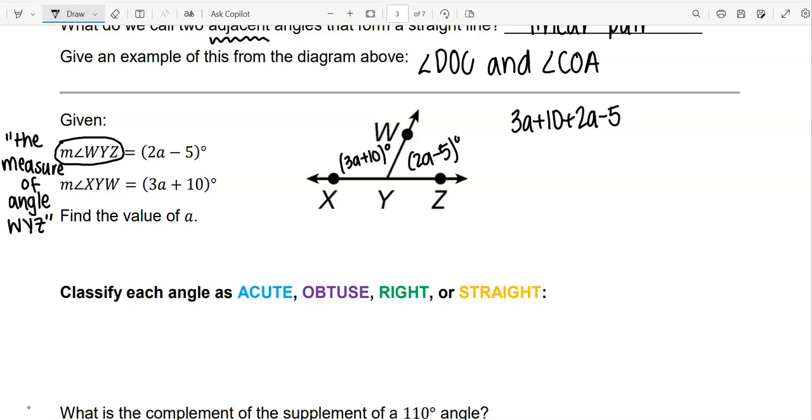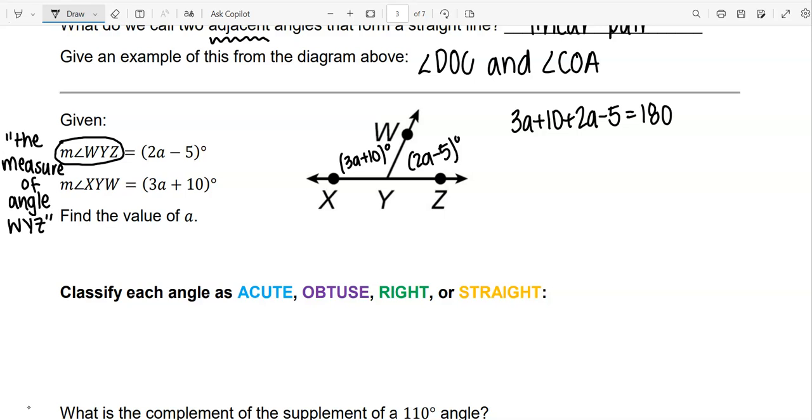So 3A plus 10 plus 2A minus 5 is equal to 180. I told you last week geometry is all about putting your picture together to make an algebra equation, and then it's just algebra from there. This is a classic example of that. You need to know your vocabulary, you need to know your angle properties, that these add to 180, and then from here it's just algebra.